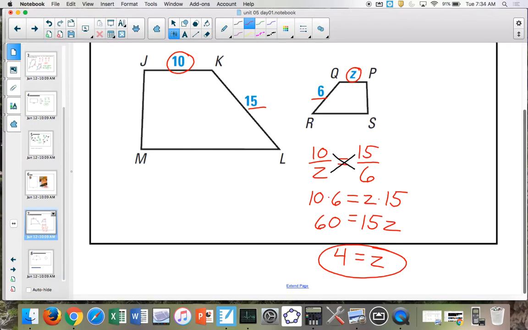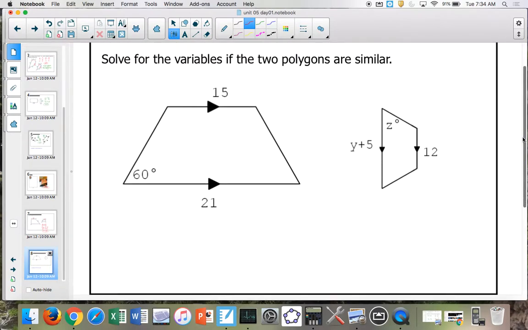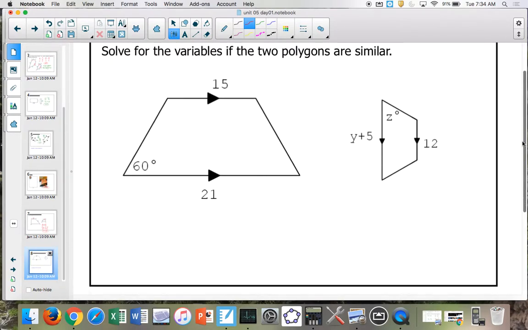Let's look at one last example. So with these two polygons similar, first of all, let's take care of the angle. Those two angles match, so we know Z is 60. Now let's look at the sides.